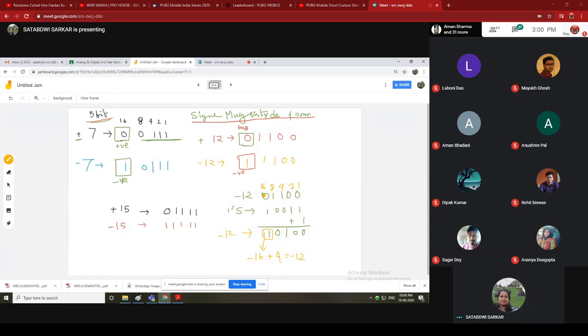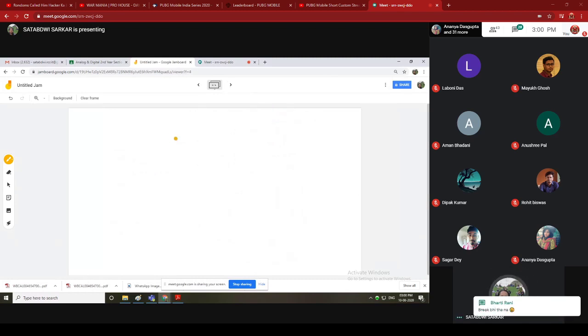Now another example. This is the last example using sign magnitude. Now we have to solve using the 2s complement method. The question is plus 39 minus 25. So 39 minus 25 is our question, using 2s complement.